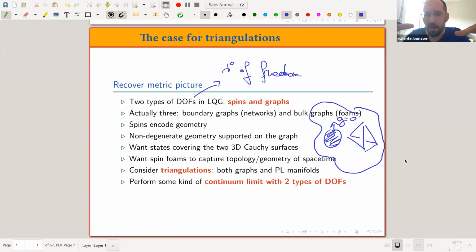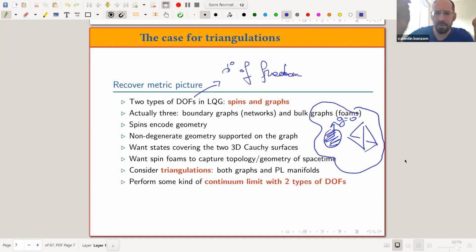So only then can you recover a metric picture in some sense. And you also want the spin foams to capture the topology and the geometry of space-time itself, okay? So basically, this means it's a good idea to consider triangulations because they are both graphs, so we can use them in the context of quantum gravity, and they're also manifolds, piecewise linear manifolds. So it means we encode all the topology through them, and if we consider triangulations, we have maybe some chance to recover a metric picture at some point.